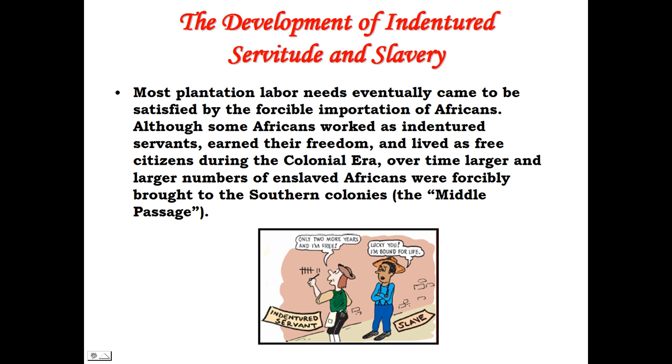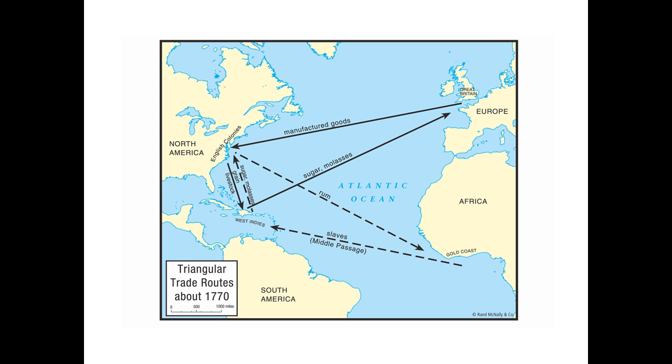Although some Africans at first came as indentured servants and earned their freedom, and some Africans even lived freely during the colonial time period, over time more and more Africans came over and they were enslaved, and they were brought to the southern colonies by the infamous Middle Passage. You may remember talking about triangular trade during these classes, and you'll see there are different triangles. One of the triangles involves, well, actually most of them involved transporting slaves from Africa to either the West Indies or sometimes to North America. And that would be the Middle Passage, that terrible, terrible voyage where slaves would often die on that trip.